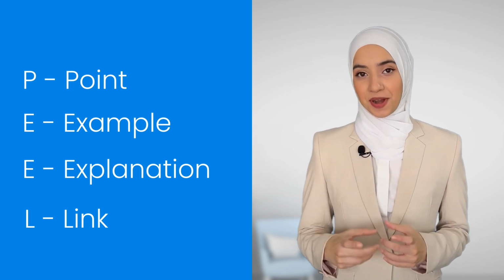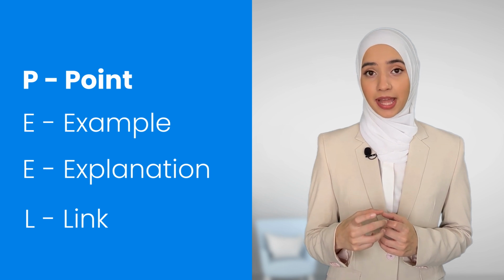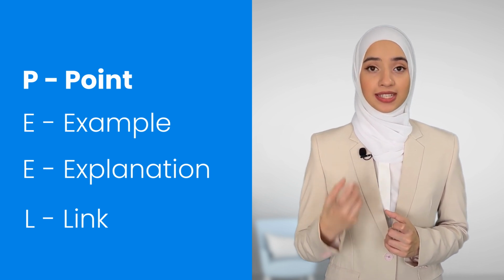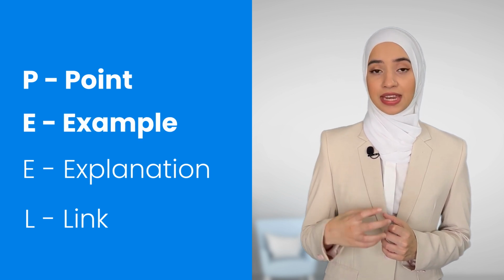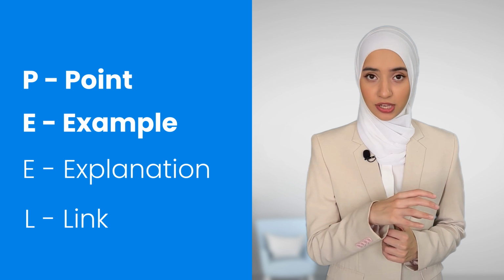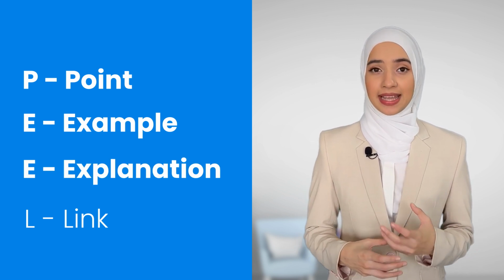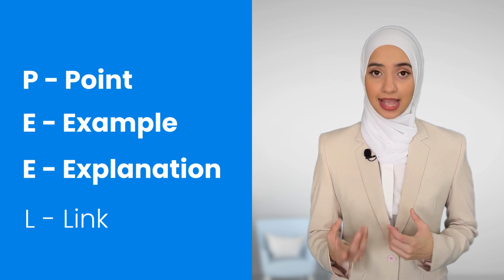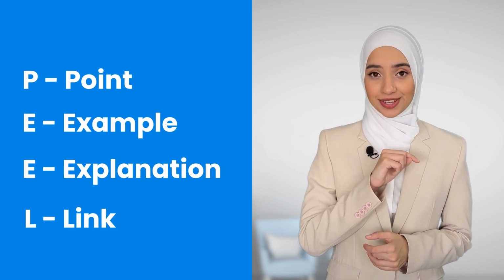When you start each paragraph, your first sentence should contain a point, which is a statement that basically introduces or states what you'll be explaining in that paragraph. Then you follow that with a relevant example of the point that you just stated. That will be followed by an explanation, basically elaborating your point and your example, and then you're going to link it back to the point you made in the first sentence.